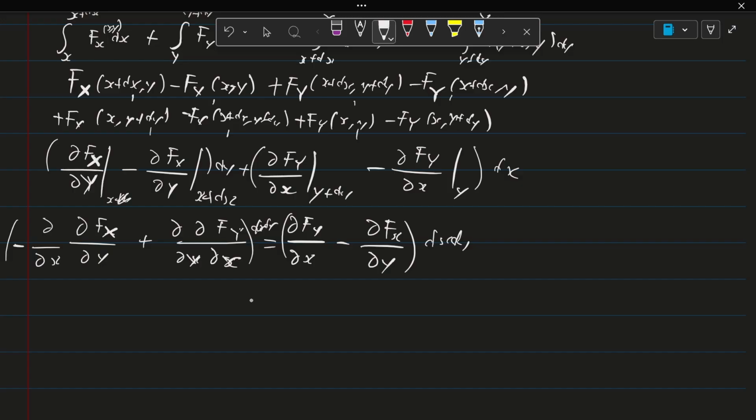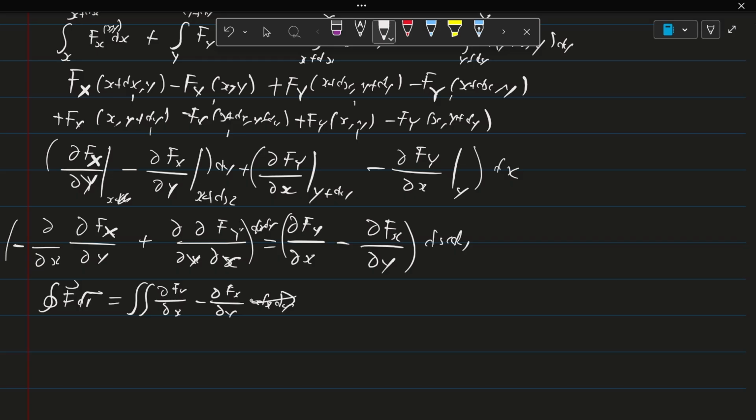contour, and for larger contours, you could just combine the things up, and so some things will cancel each other out. So what you would have is that this contour integral of f dr for any type of curve is going to be the same thing as the double integral of partial fy over partial x minus partial fx over partial y dx dy.